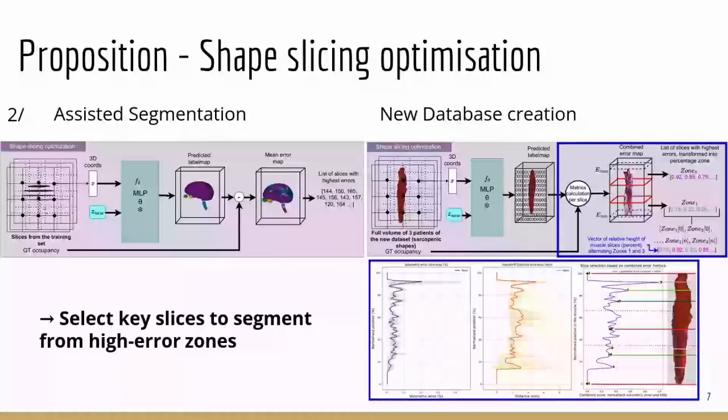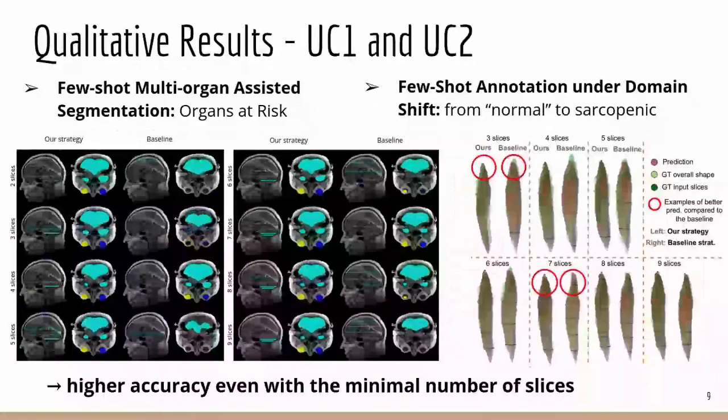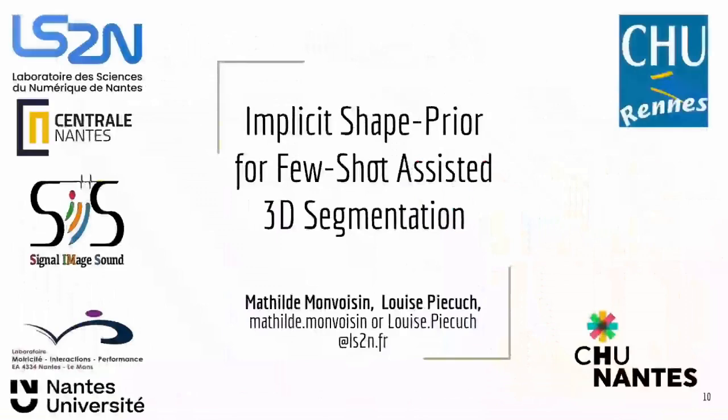The quantitative results give, in most metrics, a better average and a better standard deviation that indicates improved performances and a more robust selection of the slices. We also obtain qualitative results that show higher accuracy even with a minimal number of slices. If you are interested in more details about this method, feel free to contact us or to read the article.